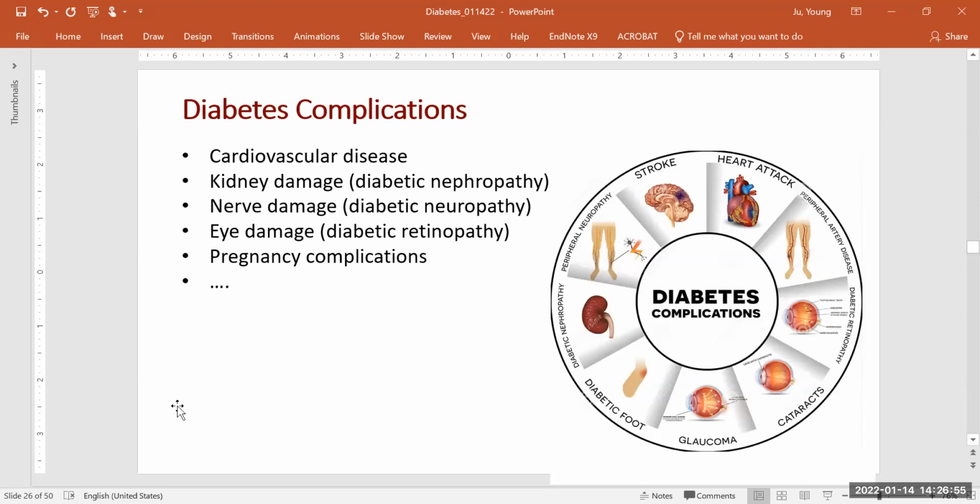Long-term complications of diabetes develop gradually. The longer you have diabetes and the less control of the blood sugar level, the higher the risk of complications. Diabetes complications can be disabling or life-threatening. Possible complications include cardiovascular disease, such as heart attack, stroke, high blood pressure, or high cholesterol. With diabetes, over time, high blood sugar level can damage blood vessels and the nerves that control the heart. And kidney damage, called diabetic nephropathy.